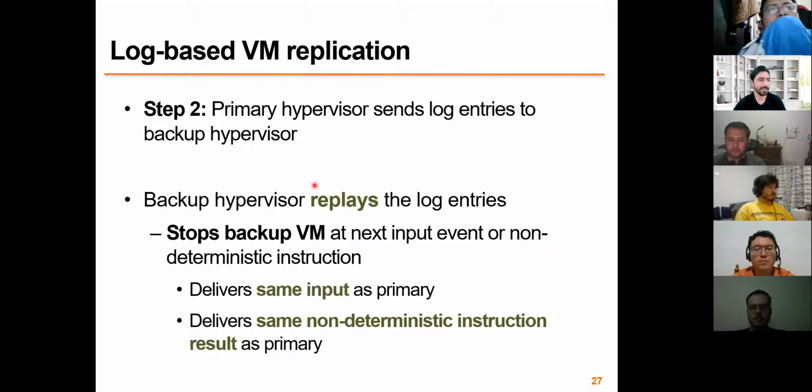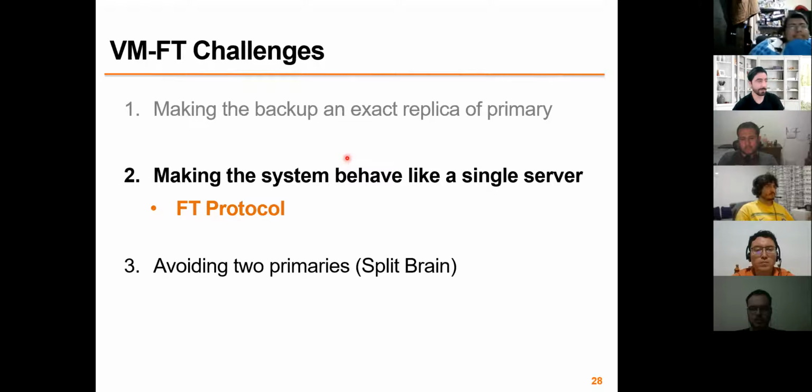So in this case, the backup would always be one step behind the primary, but we're going to discuss that. That's how we can achieve an exact replica of the primary in the backup as well. Now let's talk about making the system behave like a single server, or how we can deal with faults in the system, or what the fault tolerance protocol is.